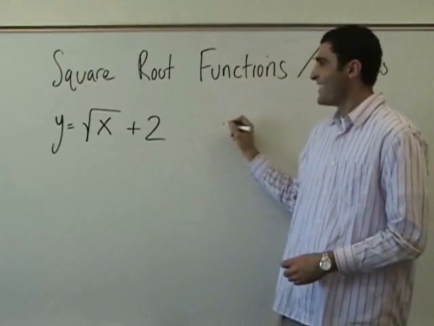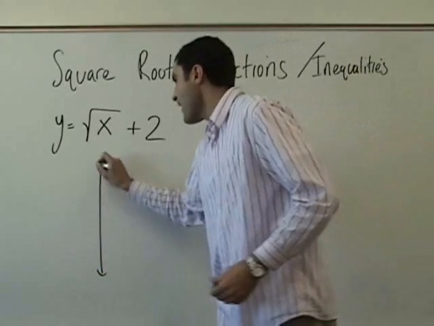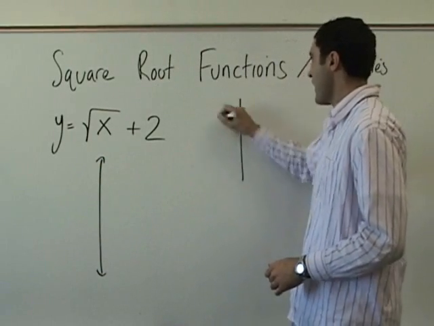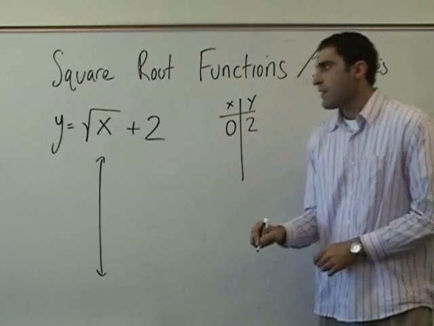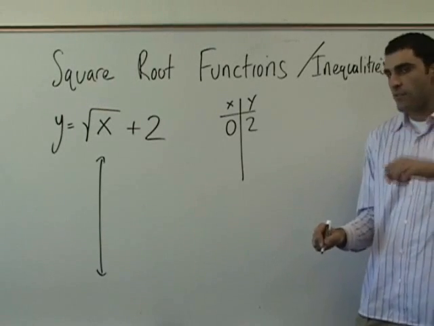Solve for x. Find the y-intercept, which is when x is 0. So the y-intercept when x is 0 is 2, right? Now find the x-intercept, when y is 0.